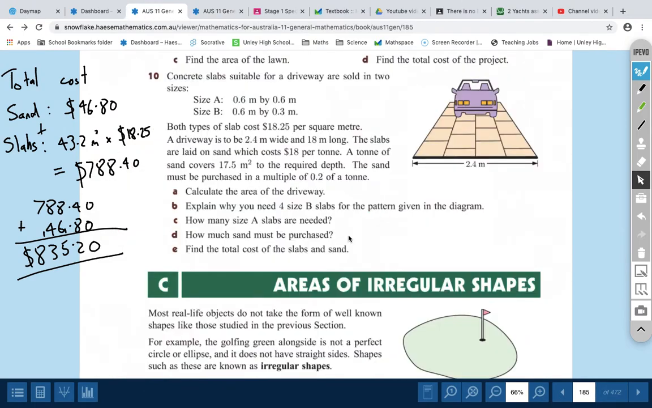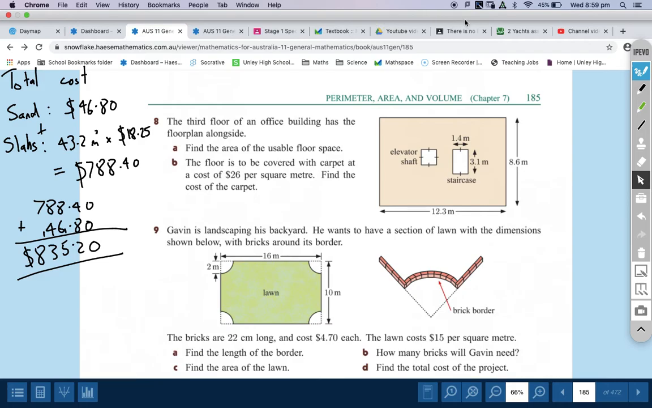Oh, back to the question. All right, thank you for watching. This is a good question. Good example of a test question. Real world. We've got a little bit going on there. Different slabs, sand, tons, square meters, costs. So it's quite a good question, and I hope that you've attempted that one.